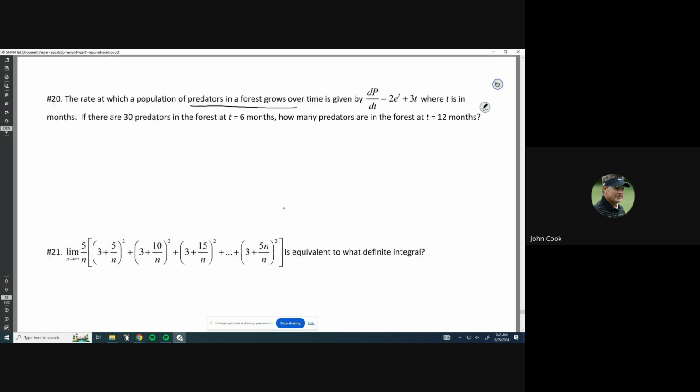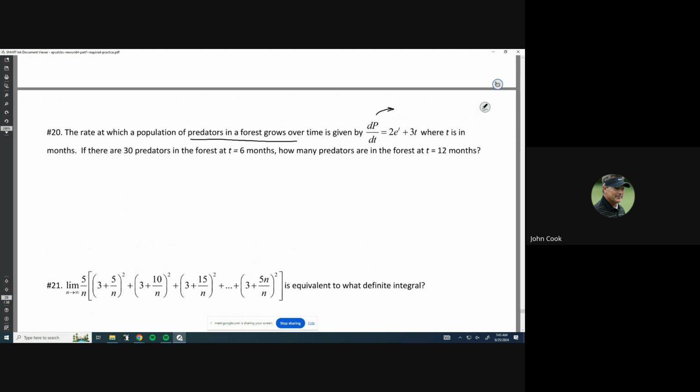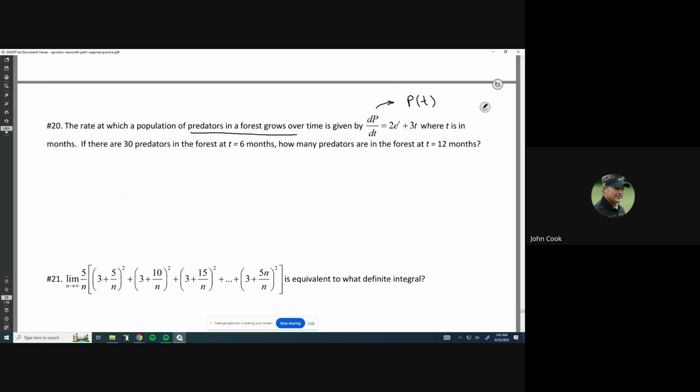So that means that if I were to take the antiderivative of this thing, I would get the population of the predators, so P of t. So the second sentence, where it says there are 30 predators in the forest at t equals 6 months, just means that P of 6 is equal to 30 predators. And then this one is asking how many predators there are when t is equal to 12. In other words, that's what we're looking for, P of 12.